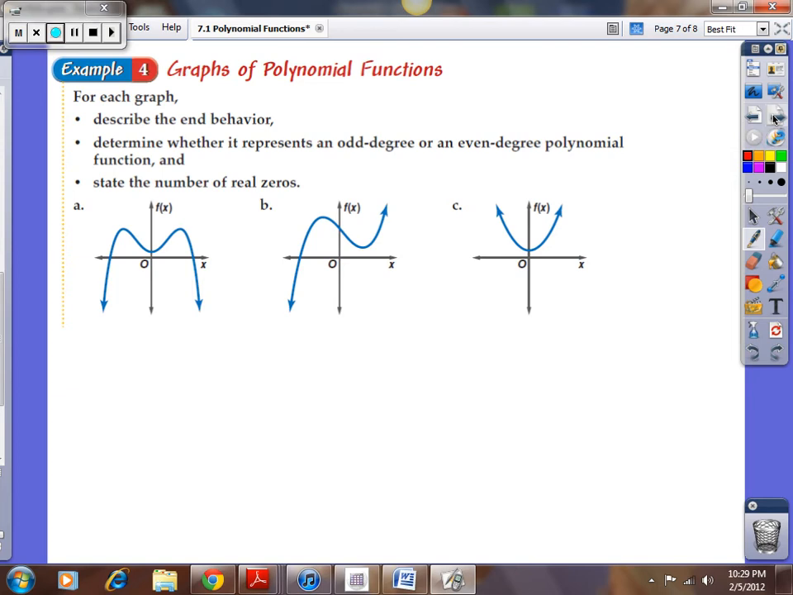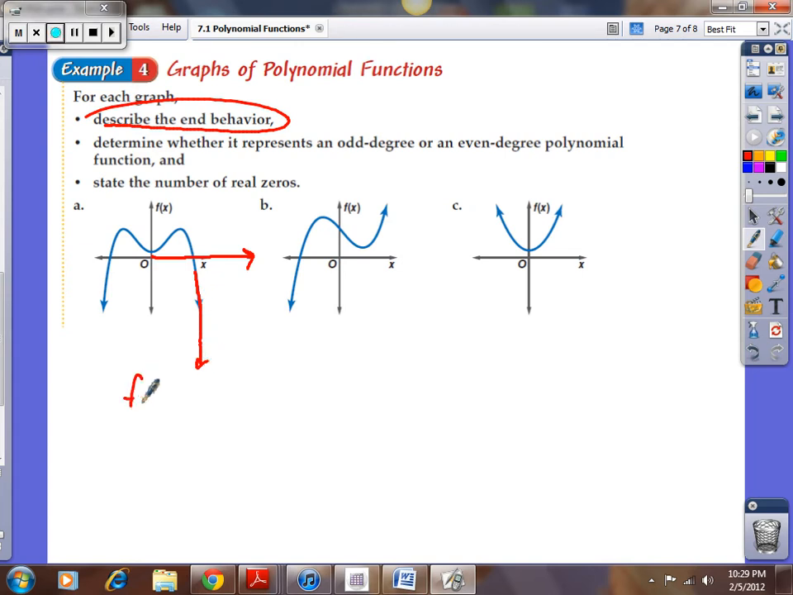Okay, A. Alright, let's see if we can figure out if this is, well, let's look at your bullets right here. The end behavior, let's do that. And let's just look at the picture. So, what happens the further you go to the right on your axis? It looks like your graph is going down, down, down.